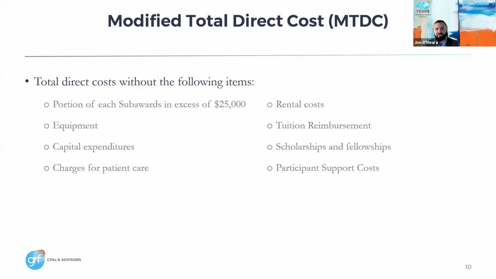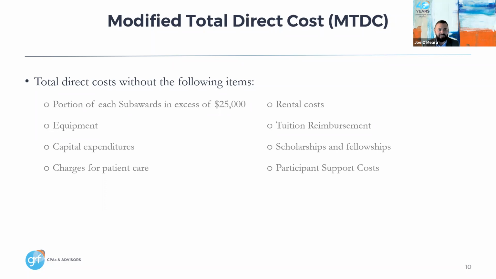The first one here is the portion of each subaward in excess of $25,000. So for every subaward agreement you have, let's say you have an agreement with a subrecipient that is 100,000, you would back out 75,000 of those direct costs that you're paying through to them, and only take 10% of the first 25,000 of that subaward. And that one really is a big item. You think 10% of total direct costs. Well, once you back out all, if you have a lot of subaward costs, it's going to drastically change the amount of indirect you're recovering.